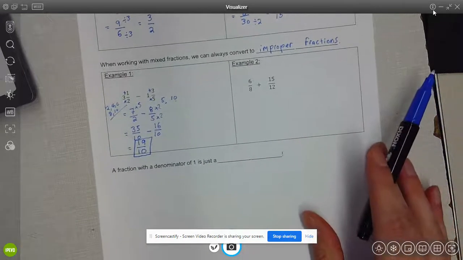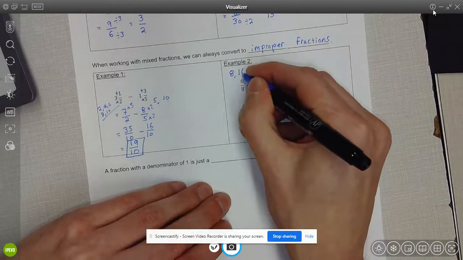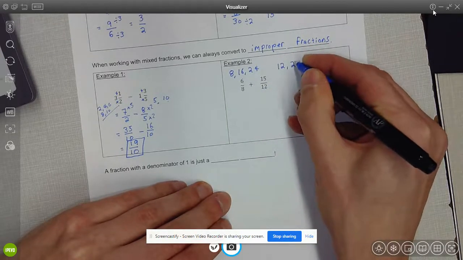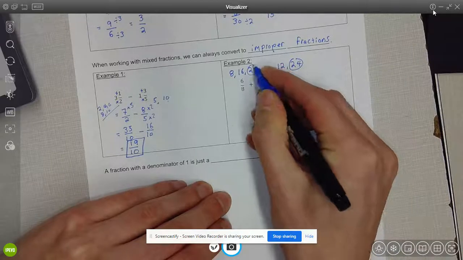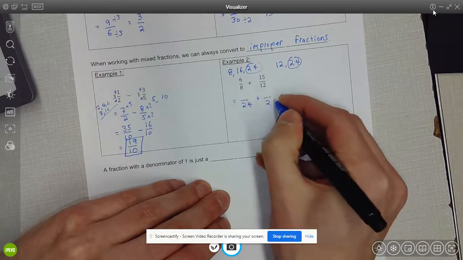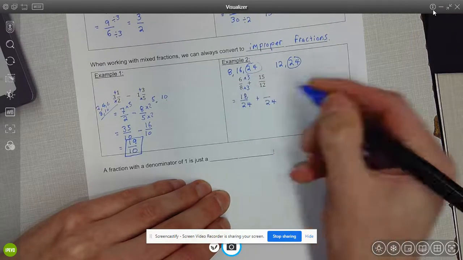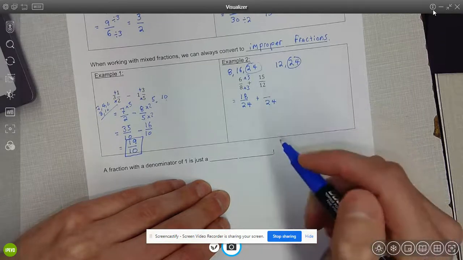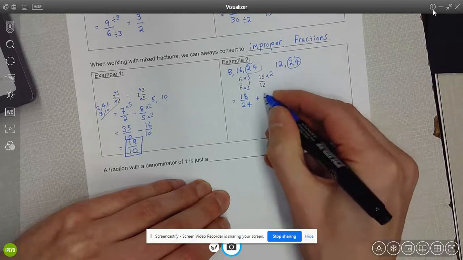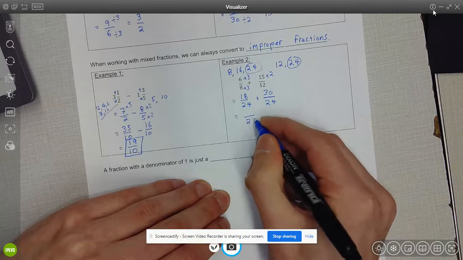Let's do one last example. Again, my first step is to find that common denominator. Looks like we can stop at 24. 3 8s go into 24. So I need to multiply the top by 3. And only 2 12s, 1, 2, go into 24. So I can multiply the top by 2. 15 times 2 is 30. I'm adding, so I have a shared denominator, and 18 plus 30 is 48.